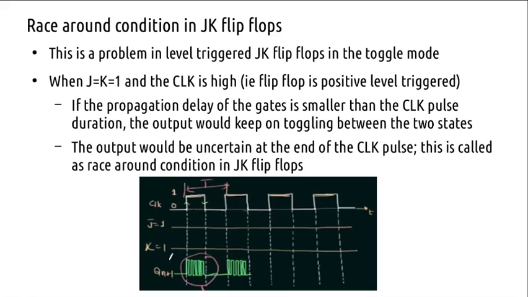So the output goes high and it remains high until the next rising edge of the clock. If you say this is the rising edge, and then again it toggles to low, then it stays low. With j equals k equals 1 it again goes high, then it again goes low at this point. So that's what, it's rising edge triggered that we have taken.